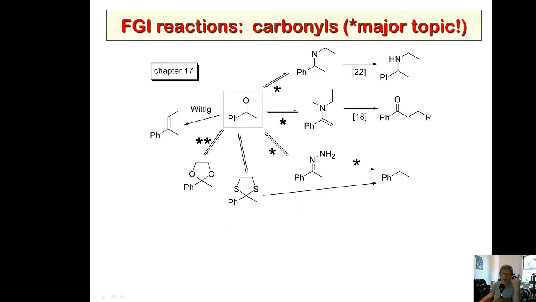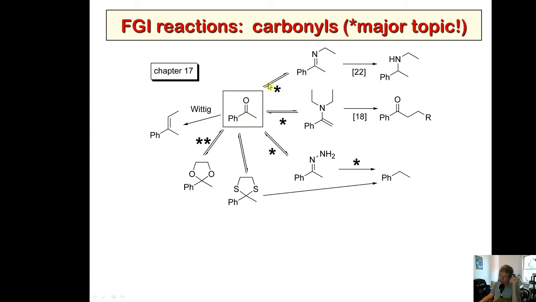What about ketones? What are the fun things we can do to ketones? This was all pretty substantial stuff from this course, and we'll start from the top right and go around. All right. So one thing you can do is make amines.